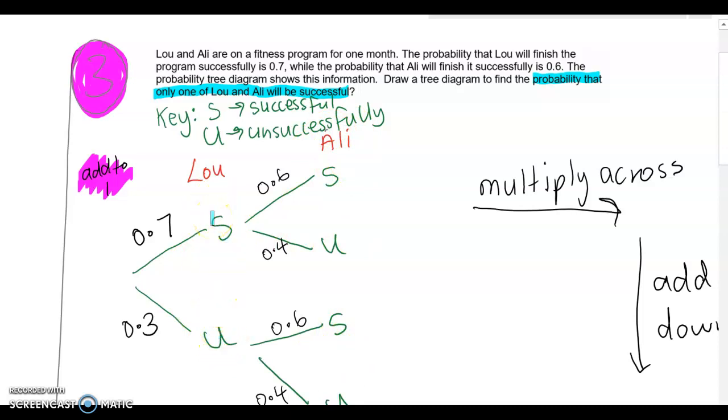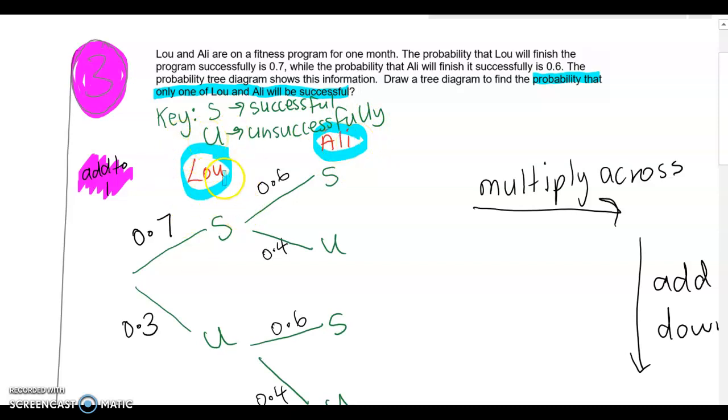What people in class wanted to do was to pop a successful and unsuccessful here and then have Lou and Ali. But that doesn't work. So what these parts of our tree up here are, are the things that are actually happening, or the events we are physically looking at. So we are physically looking at what happened with Lou and what happened with Ali, not what happened success and what happened unsuccess. So Lou was the first person we wanted to have a look at.